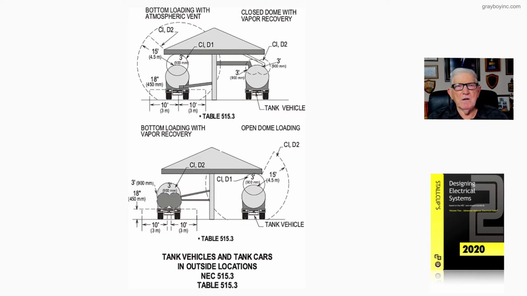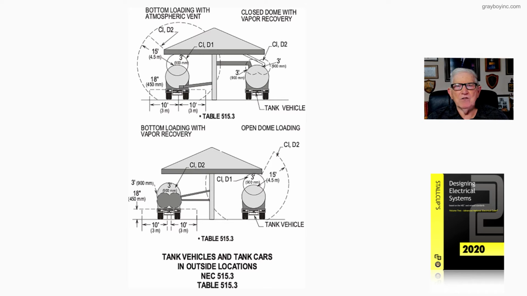And at the very top we have to the left bottom loading with atmospheric vent. Now, notice that we have the first 3 foot as a Class 1 Division 1. Then out to 15 feet total. After you subtract the 3 foot, I guess it'd be 12 foot there. That would be a Class 1 Division 2.